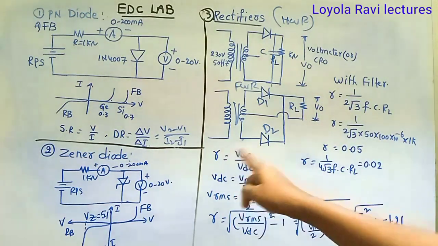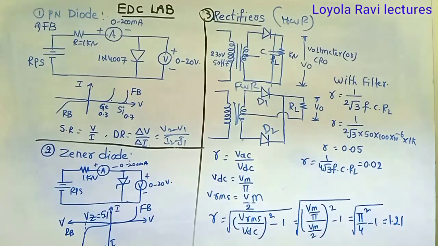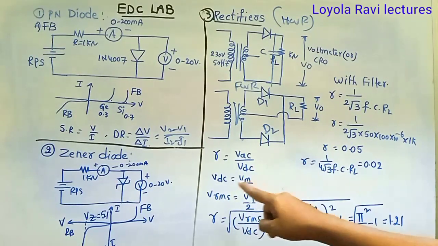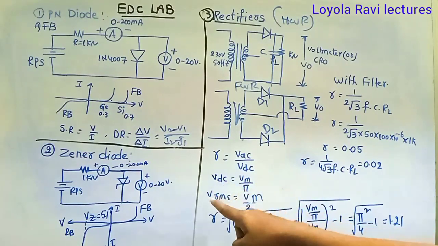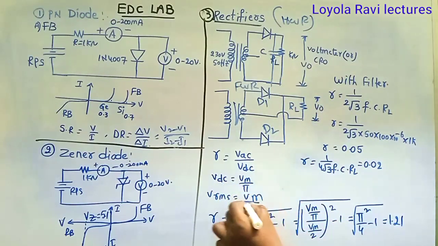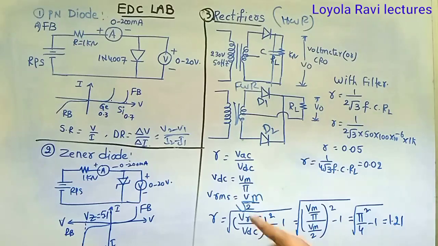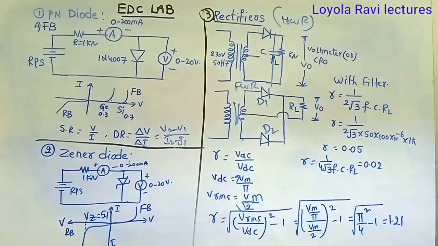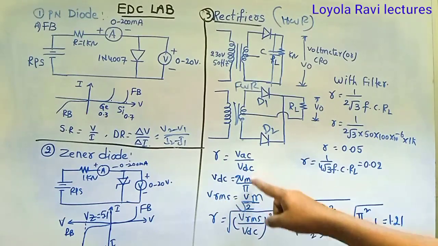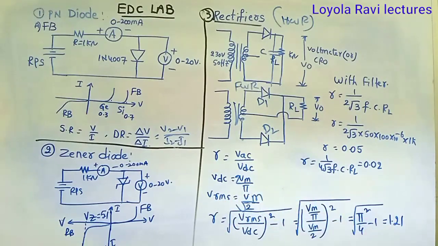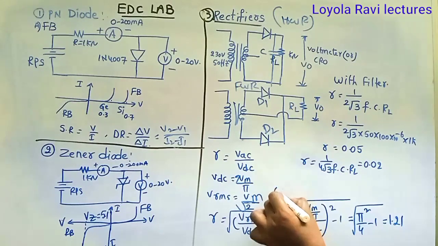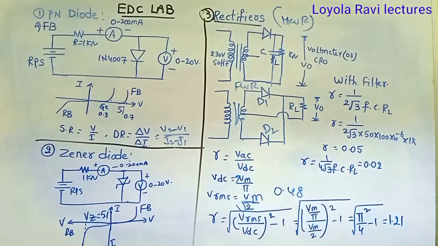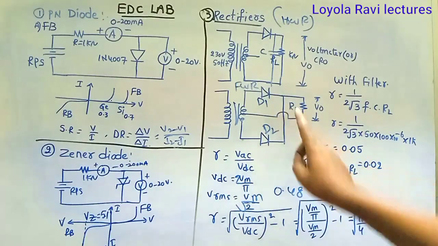Same procedure, VAC by VDC. You may get that value. Same, you can substitute square root of (Vrms by VDC) whole square minus 1. Here VDC is 2 Vm by pi. Vrms is Vm by root 2. For the full wave rectifier, VDC is 2 Vm by pi and Vrms is Vm by root 2. If you substitute all these values, you may get this value as 0.48. This is the ripple factor for the full wave rectifier without filter.